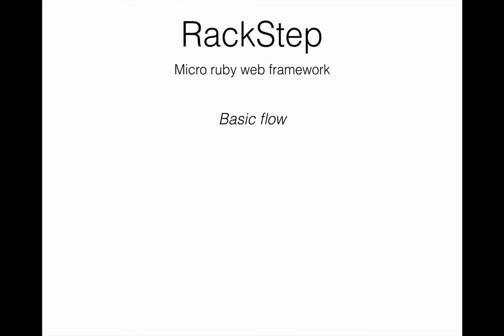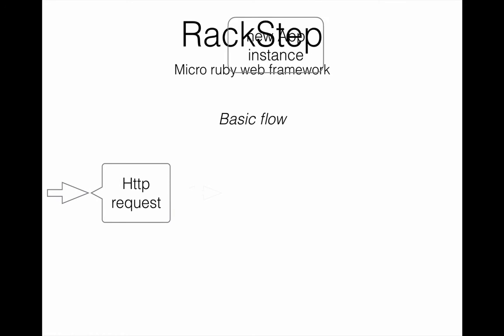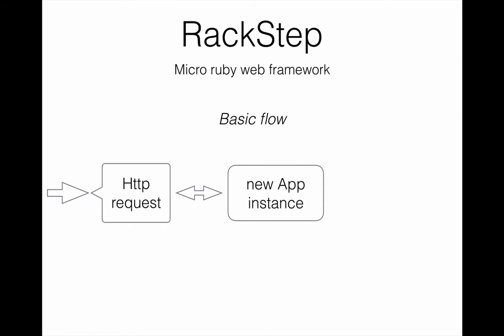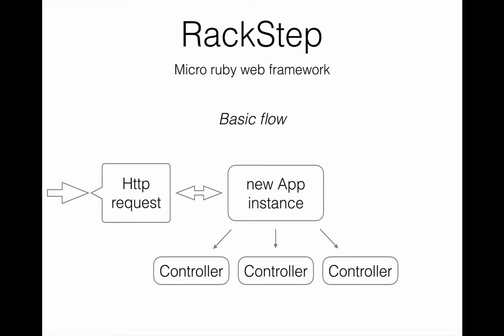This is how RackStep works. First, your server will receive a HTTP request, as usual. A new instance of your application will be initialized to handle that request. This application class doesn't process your business logic directly. It will delegate this to a controller. Your application must have at least one controller. Each controller will handle one and only one service.